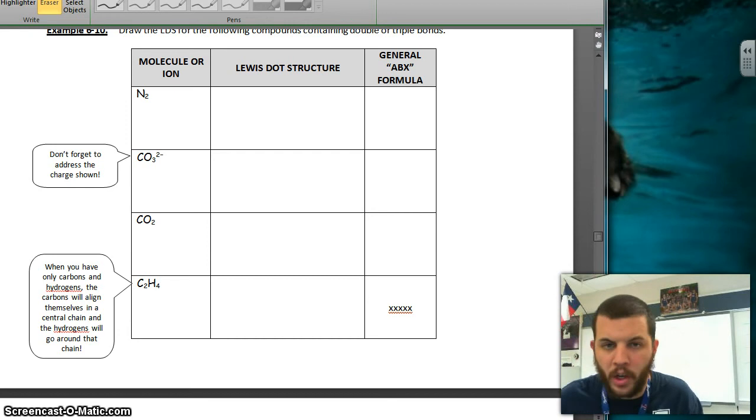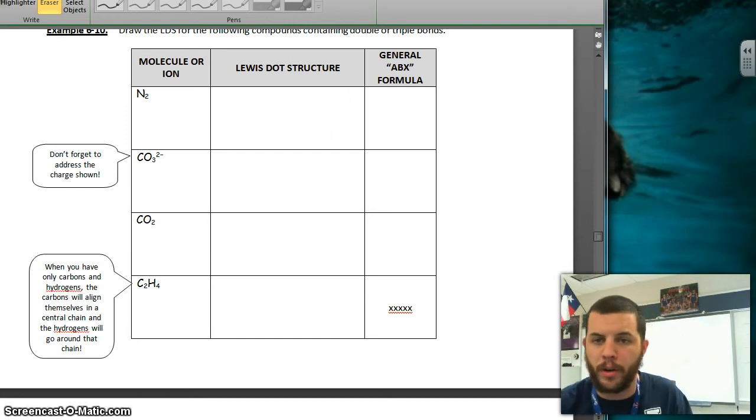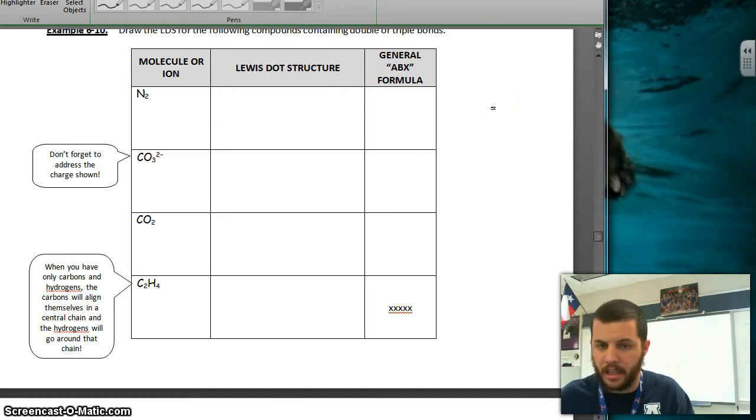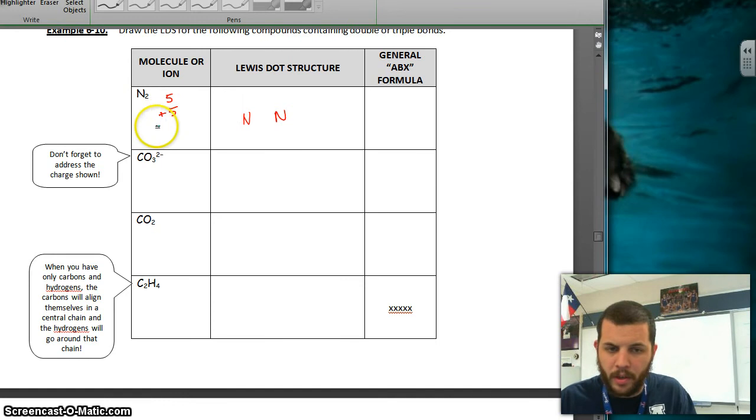All right, let's take a little look-see and see what happens when we have to deal with double and triple bonds. So we are going to take a look at the diatomic molecule nitrogen. Nitrogen is going to be N2. So I am going to draw an N and an N and figure out how many total electrons I have. They both bring 5, so I've got a total of 10 valence electrons that I'm dealing with.